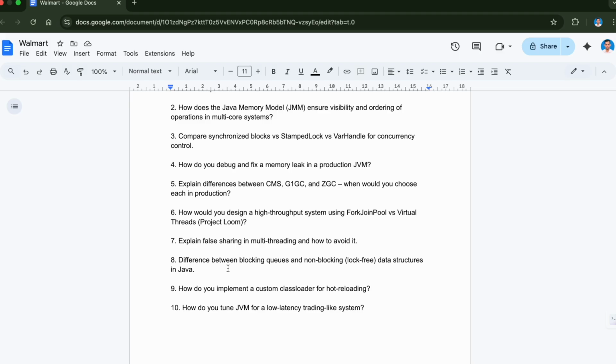Question number 8 is, difference between blocking queues and non-blocking queues data structures in Java. And question number 9, how do you implement a custom class loader for hot reloading? And question number 10 is, how do you tune the JVM for a low latency trading-like system?